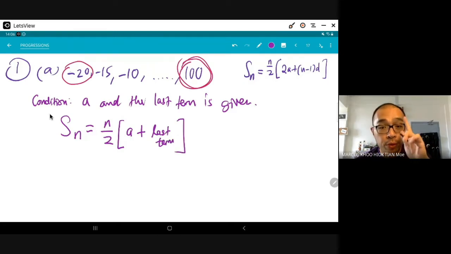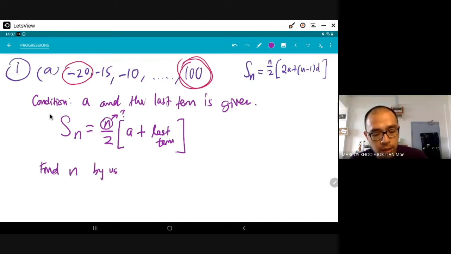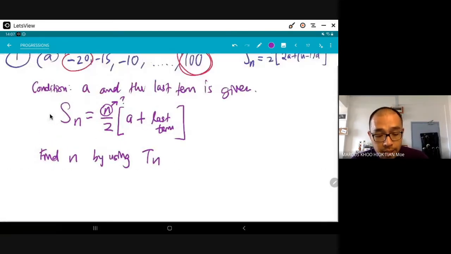Okay, the problem now is, macam mana saya mau cari n? How do I find the n? So you have to do another step. Okay, we find the n by using Tn. So in this case, Tn equals to 100.